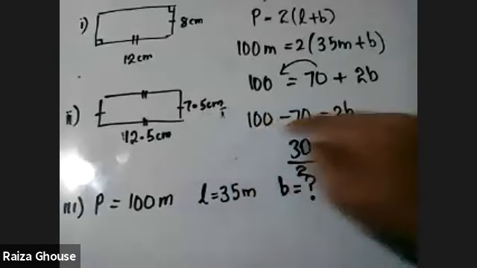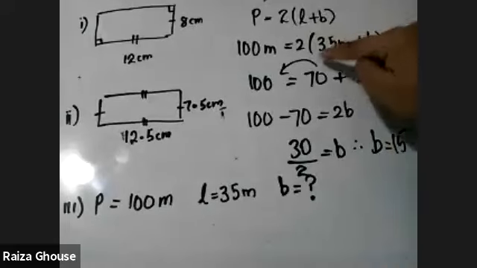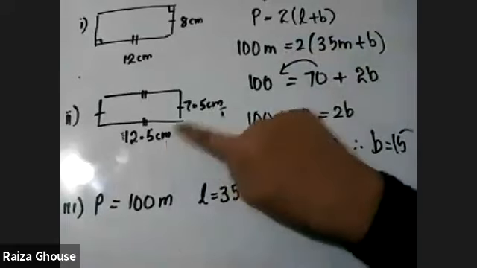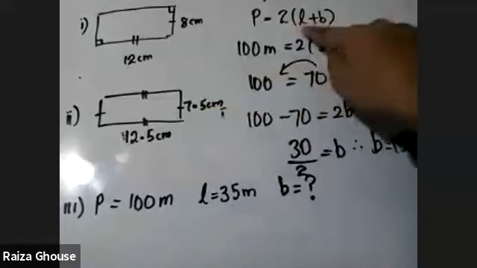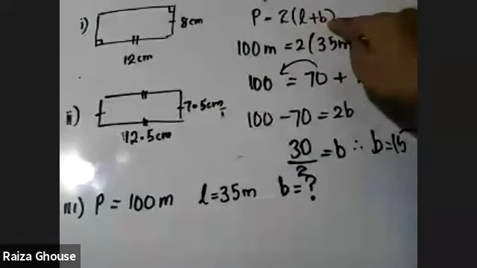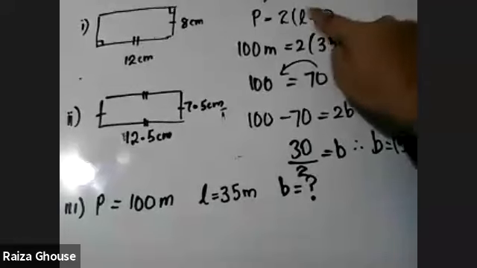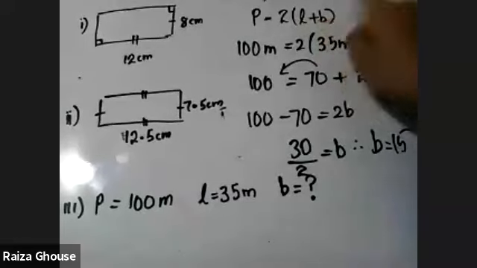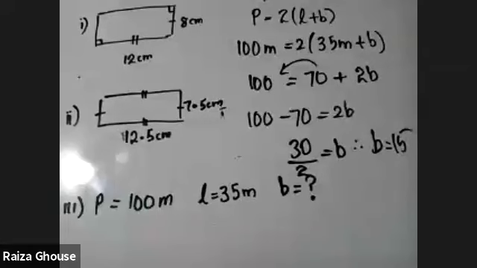Decimal values are given. What you have to do is, the decimal value 12.5 is the length and 7.5 is the breadth. So within the brackets, you can write 12.5 plus 7.5. After that, add both of those decimals. Do you know how to add decimals? 12.5 and 7.5?